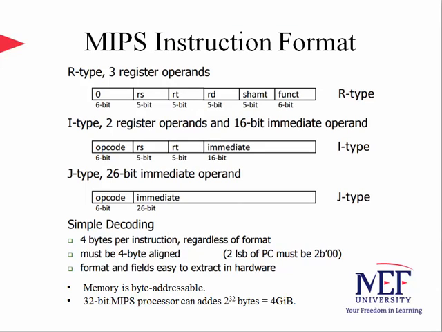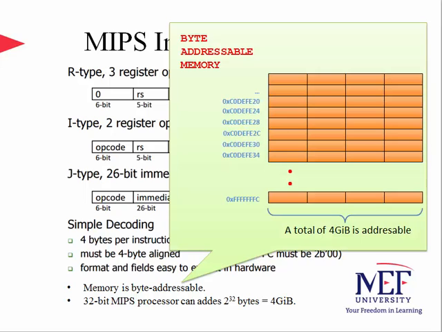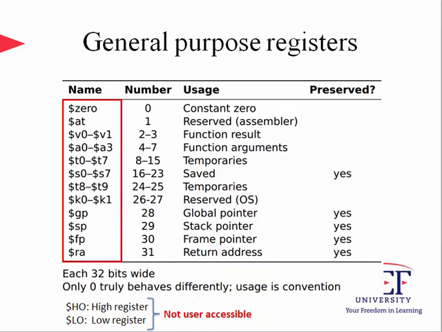MIPS ISA is fixed format, and the fields in the code are clearly seen and easy to extract in the hardware. And next, as we mentioned before, MIPS memory is byte addressable, and so using 32 bits to address the bytes, it means that we have a limitation in total number of bytes to store in the memory. This number is 4 gigabytes, and the address of memory lines is shown using hex notation in this slide.